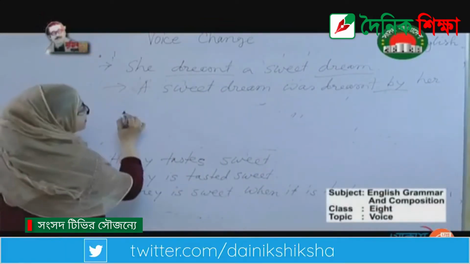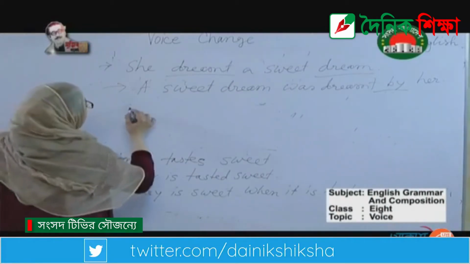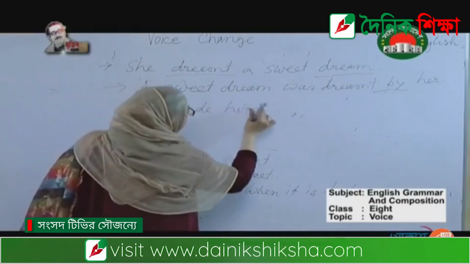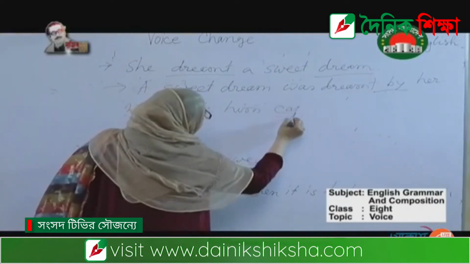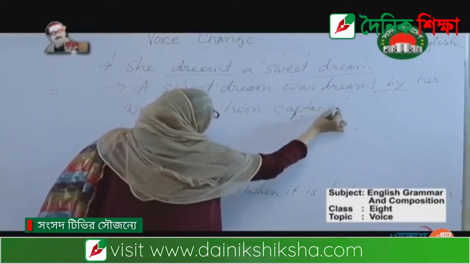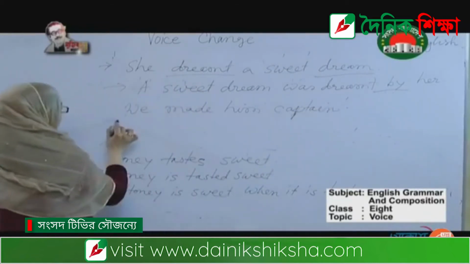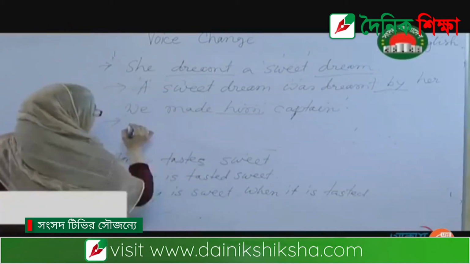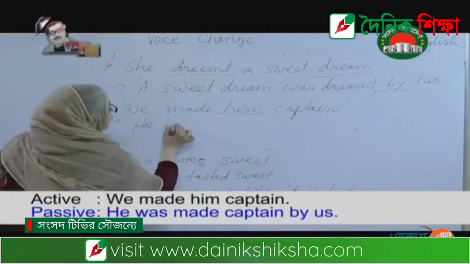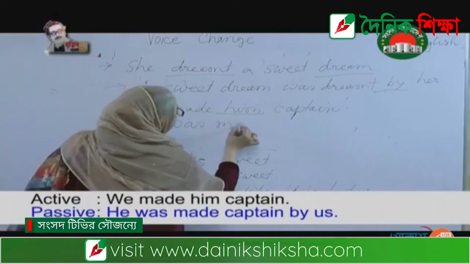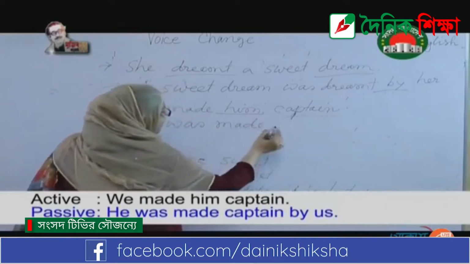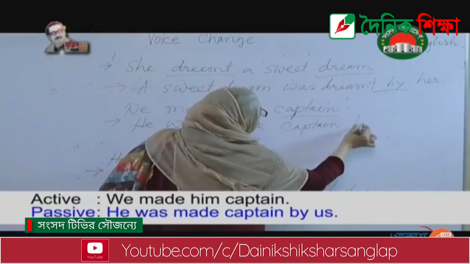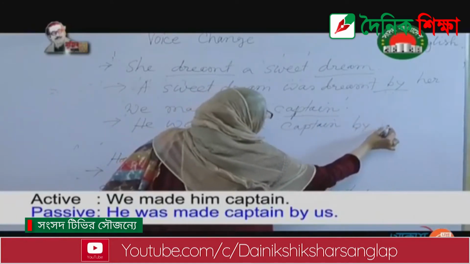And we see another example of a factitive object. We made him captain. He was made captain by us.